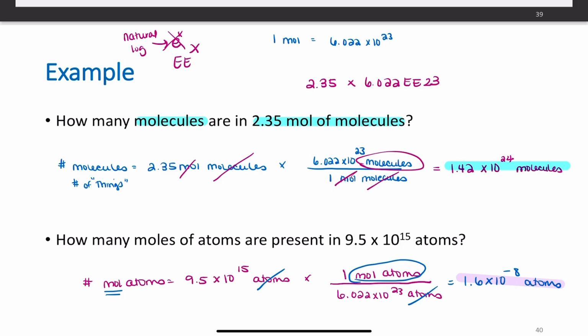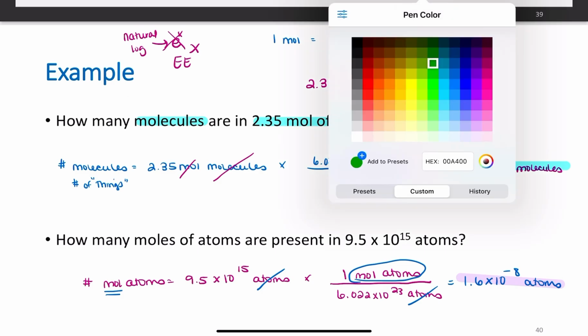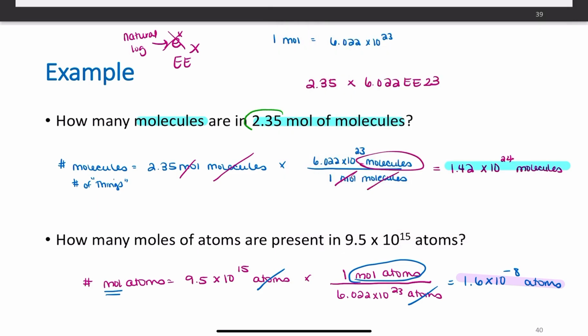And I forgot to discuss sig figs here, but let's go ahead and do that really quickly. So in this question here, this had 3 sig figs. So my final answer had to have 3 sig figs. Remember the times 10 to the 24? That is just your scientific notation. That is not your sig figs.